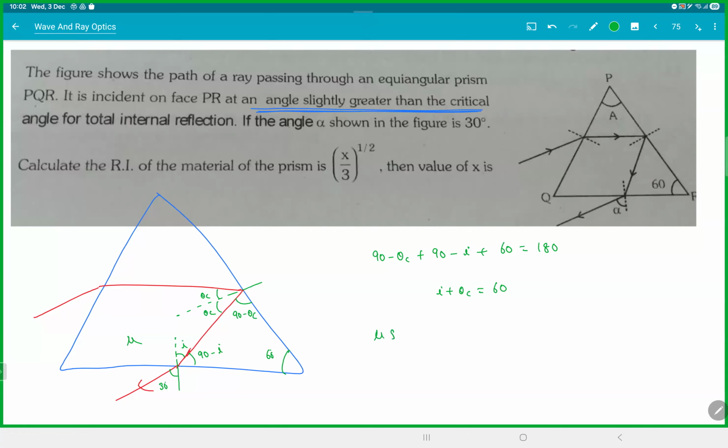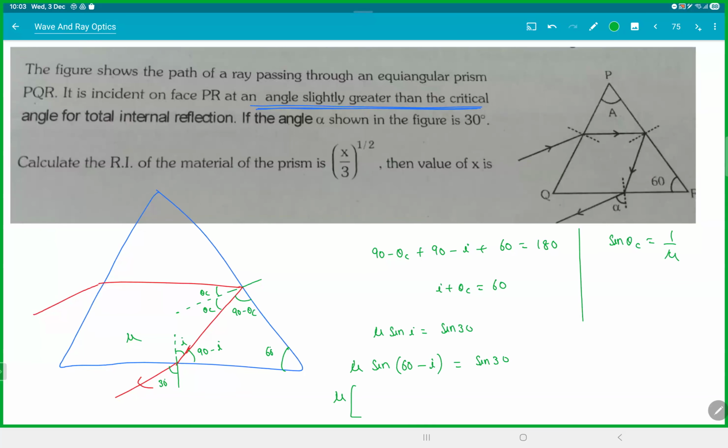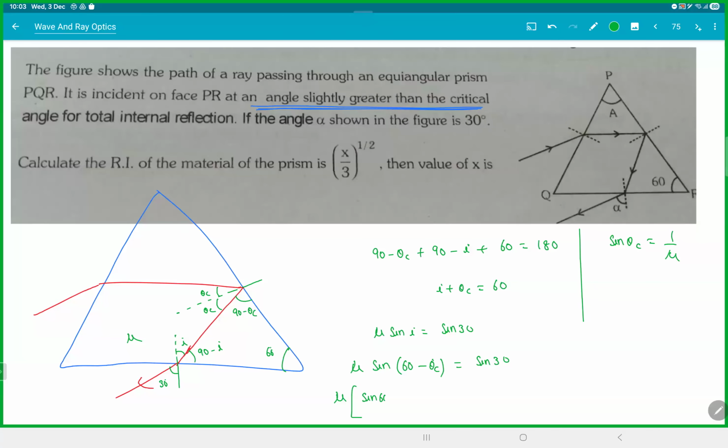If you apply Snell's law, mu sin I is equal to sin 30. And we also know sin theta critical is 1 by mu. So mu sin(60 minus theta critical) is equal to sin 30. Mu will be this. This is 60 minus theta critical. So this is sin 60 cos theta critical minus cos 60 sin theta critical is equal to half. Take that mu, substitute here.